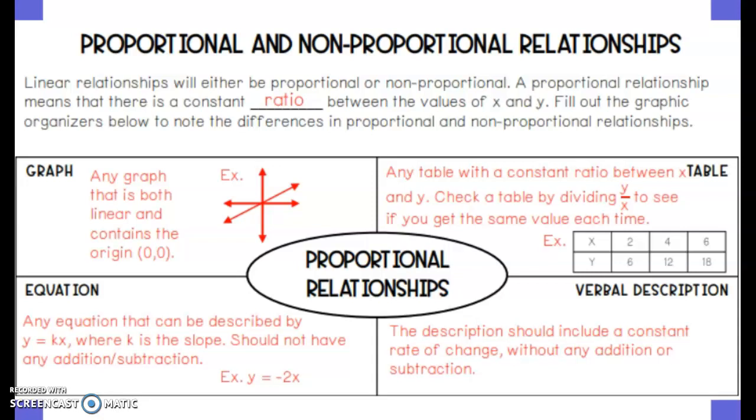We're going to look at proportional and non-proportional relationships. Make sure that you write your notes as you watch the video. Linear relationships will either be proportional or non-proportional. A proportional relationship means that there is a constant ratio between the values of x and y. Fill out the graphic organizer below to note the difference in proportional and non-proportional relationships.